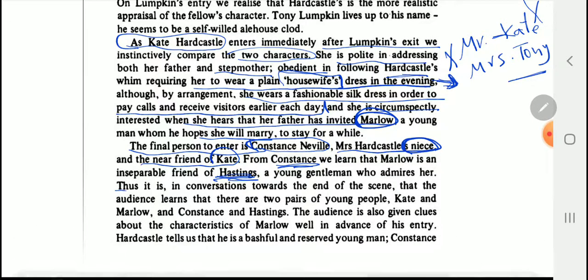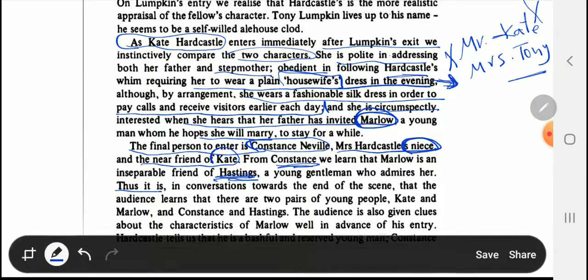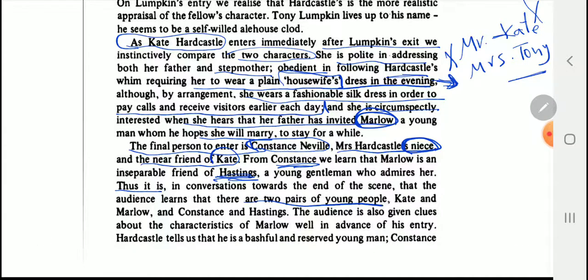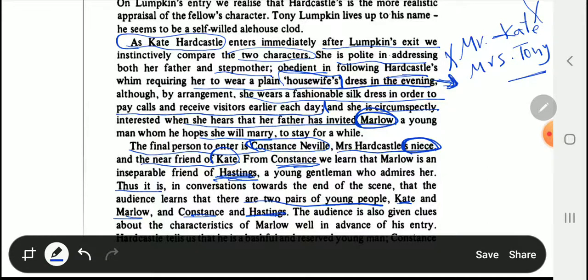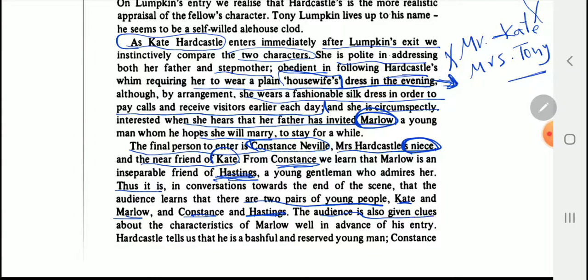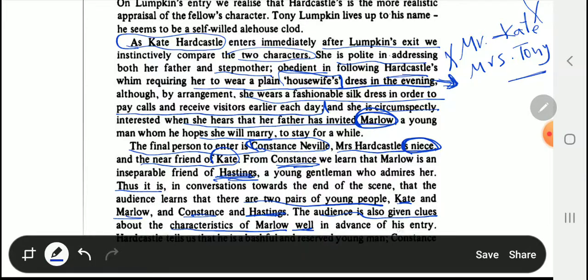Do you see that everything is very clear from the beginning? All the characters are showing up in the first scene, and the audience has started to understand that there are two pairs of young people, Kate and Marlow, Constance and Hastings. And then the audience is given clues about the characteristics of Marlow well in advance of his entry.